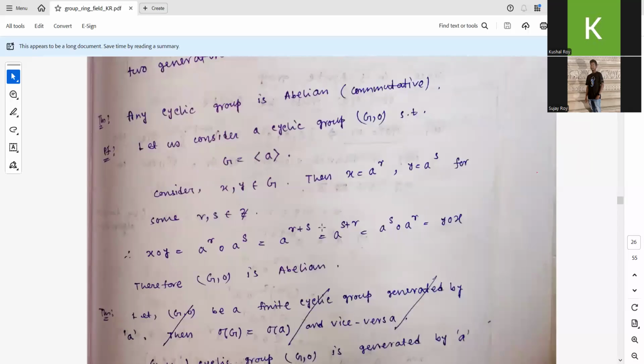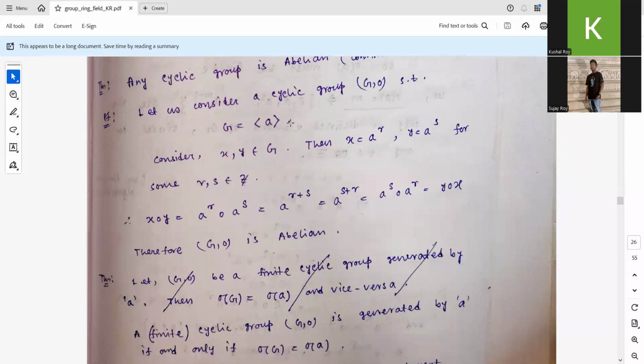So let us prove our first theorem. Any cyclic group is abelian. So let us consider a cyclic group G, which is generated by some single element A. So let us consider 2 elements X and Y from G. In that case, this X can be written as a to the power some R. So X is equal to a to the power R. Similarly, Y can be written as a to the power S.